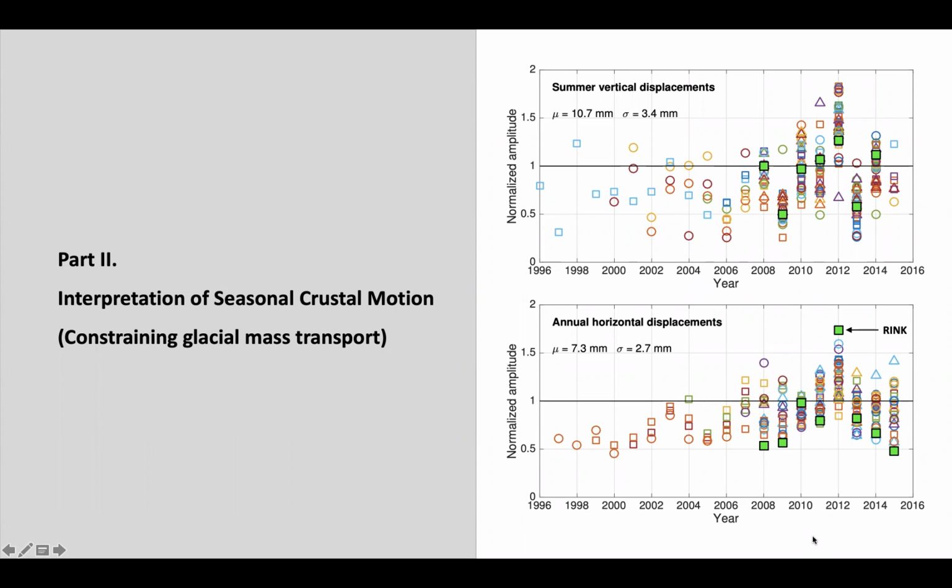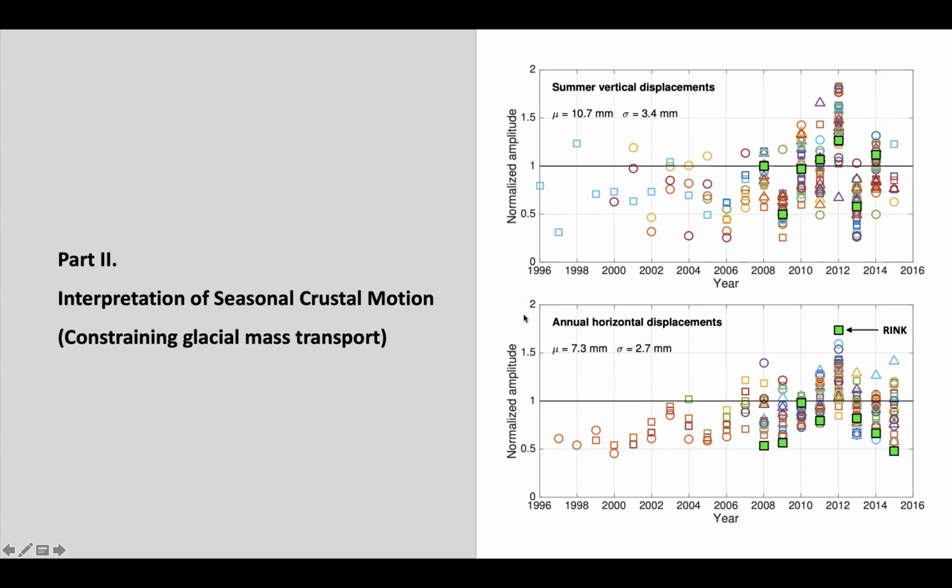And our hope is that, because for this time scale the Earth can be approximated by the elastic Earth model, we can interpret some of these non-secular signals, and use these signals to constrain glacial mass transport. Here you can see the characteristic seasonal amplitude for the vertical and horizontal components for a number of GNet stations shown with different markers.